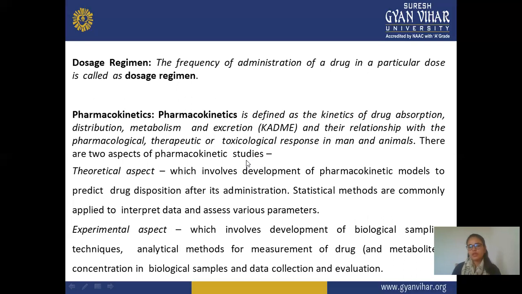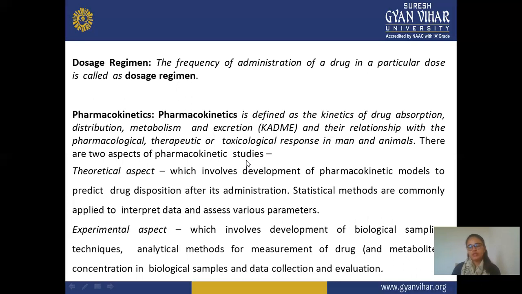In the development of a biological sampling technique, this is majorly involved with the help of the biological sample or biological method. We check the parameter in the analytical method for measurement of the drug, and next is metabolites concentration in the biological sample, and data collection and evaluation, means how much drug is present in the sample, with the help of that sample we collect the data and evaluate that data. So this is regarding the database or sampling base for the experimental aspect.